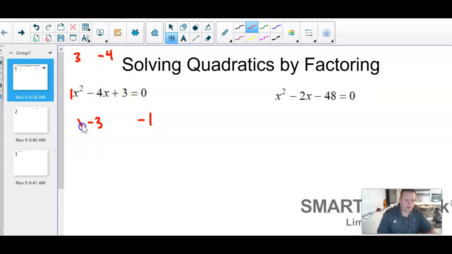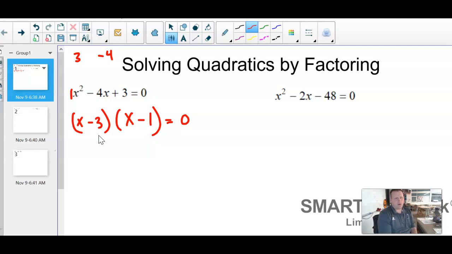And then if you remember, we put them both in parentheses, like so. Then I have to divide by a, but dividing 3 by 1 doesn't change it, and dividing 1 by 1 doesn't matter. So after I find my two numbers, I have to divide by a, but those do not matter. So this is my factored form, and then I put my equals 0. This should look very similar to the zero product property that we've already done as well.